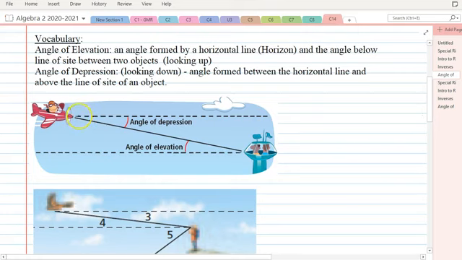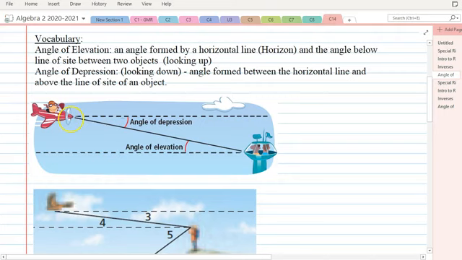Whenever we're looking out, we always have the horizon or a straight line coming out. If you're depressed, you're looking down. If you see someone depressed walking around school, then they're looking down at the ground watching their feet. If you see someone happy and elevated, then they're looking up.